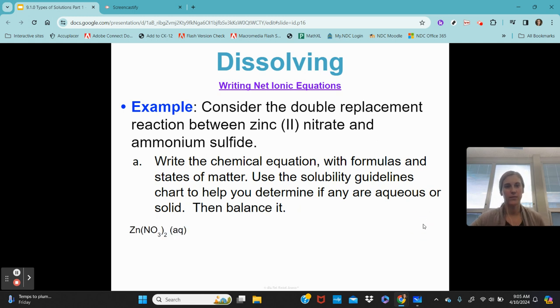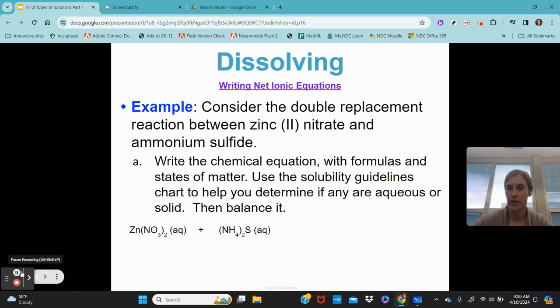So for example, zinc nitrate and ammonium sulfide. First of all, you have to come up with the formulas. That's crisscrossing if it's not provided to you. So you're going to write the two reactants, and then we're going to predict the products.